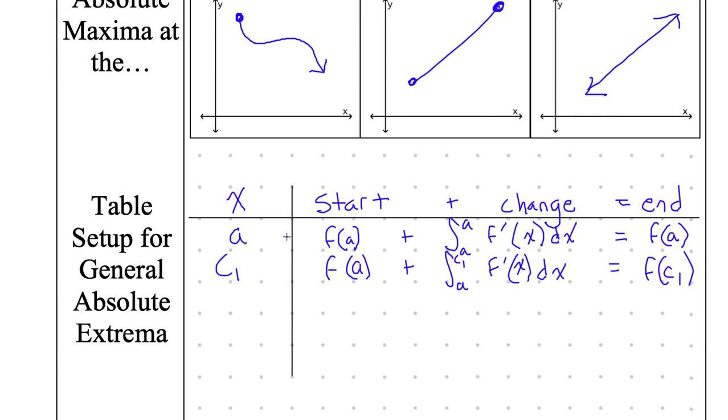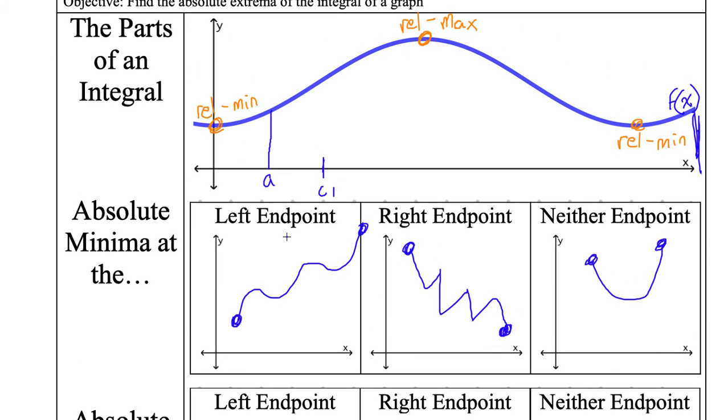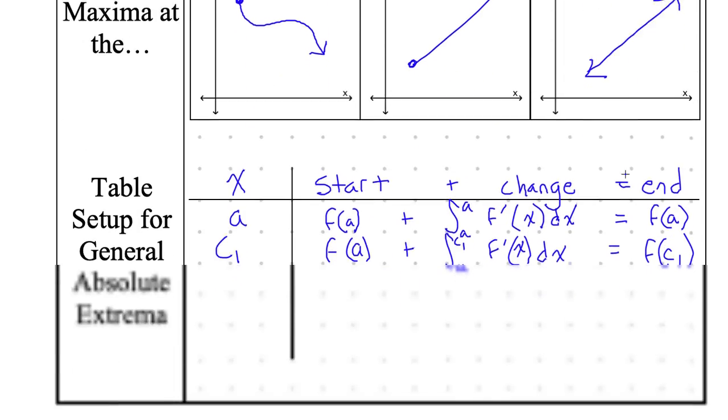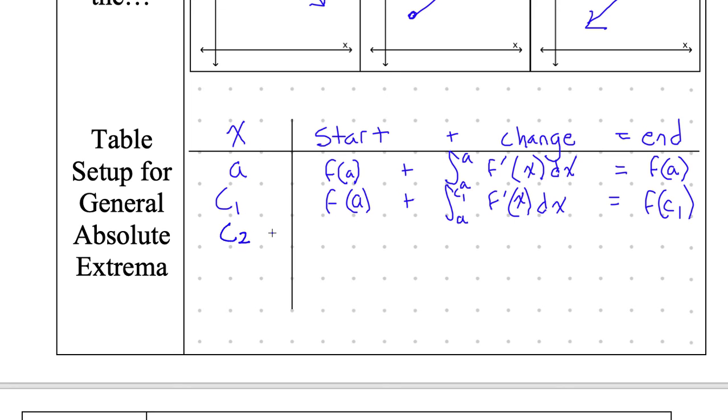If I'm being accurate about this table, I probably want to find critical values only. So C1 is good to put randomly, but it makes more sense to have where my critical values are. That's what we always put in our table. So I'll have a critical value here. I'll call that C2. So the next critical value I want to check, C2. Again, f of a is my starting position. It's going to be the integral between a and C2 of f prime of x dx. And that'll be equal to f of C2.